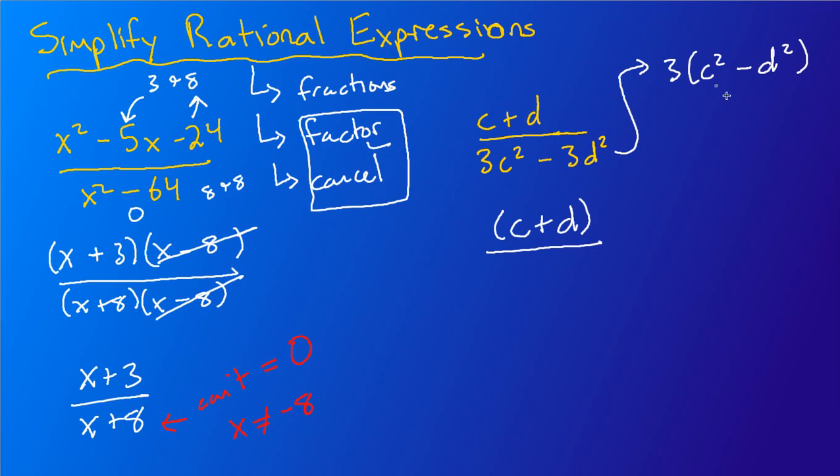Now, this one's pretty tricky. I'm going to copy that 3 down. And this one works like x squared minus 64. How do I get a c squared? That's going to be c times c. And how do I get a d squared? That's d times d. But in order to get nothing in the middle, one's plus and one's minus. So I'm going to copy that down.